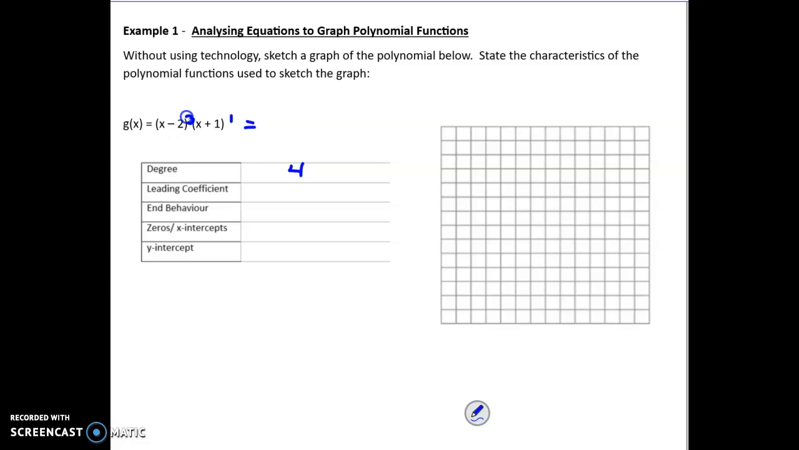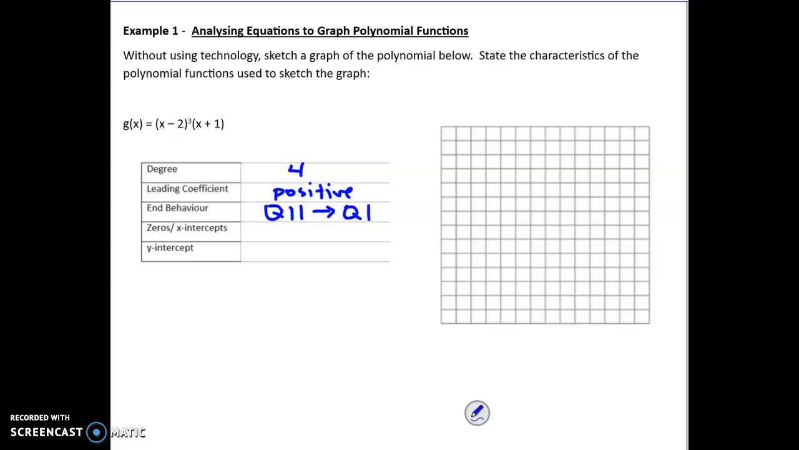So again, if I FOILed this all out, we'd have an x to the power of 4 at the start. The leading coefficient in front of that x to the power of 4 is positive. So if this is an even function, it's going to act like a parabola, and it's positive, so that parabola would open up, which means we're going to go from quadrant 2 to quadrant 1.